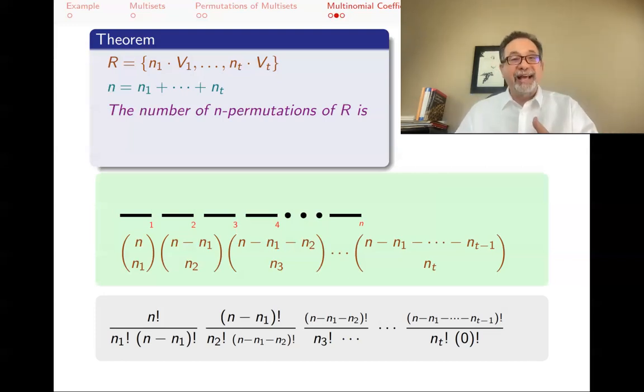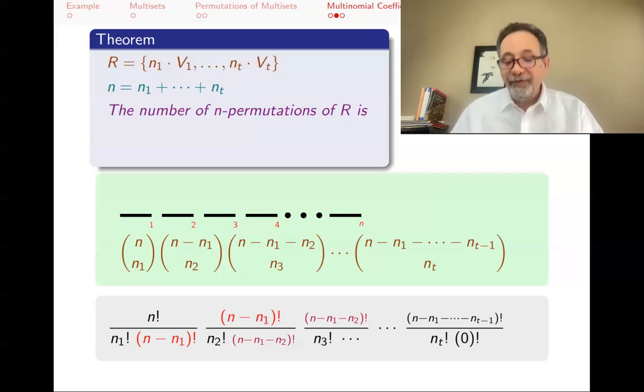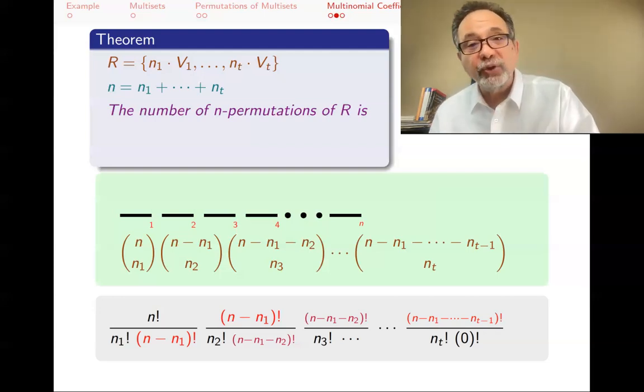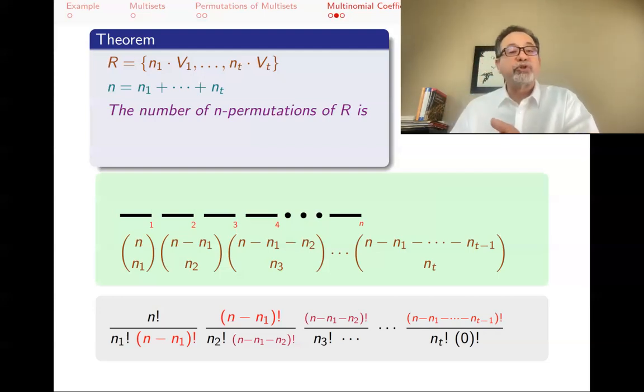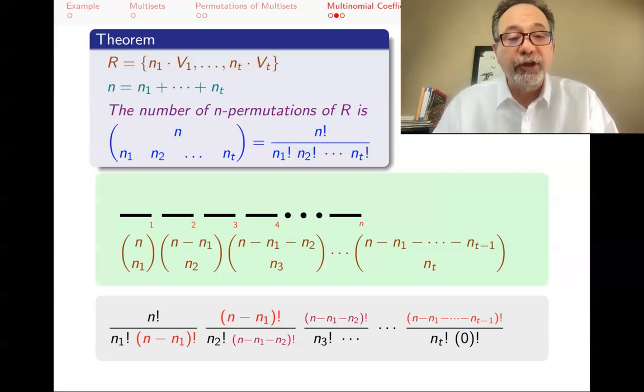Now, why did I write that in this fashion? Why would you do that? Well, because I noticed that the (N minus N1) factorials cancel. So do the (N minus N1 minus N2) factorials. And in fact, the cancellation goes all the way through. And the only thing left is N factorial over N1 factorial, N2 factorial, N3 factorial, NT factorial, and 0 factorial. But 0 factorial is just 1. So the answer is going to be the multinomial coefficient.